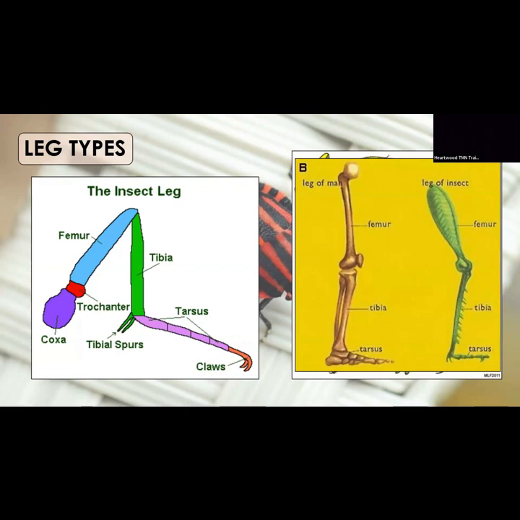And what's super fun is they kept the body parts the same as ours. We have a femur, they have a femur. We have a tibia, they have a tibia. We have tarsus, they have tarsus. So even the body parts are named the same as ours. They just look a lot different.